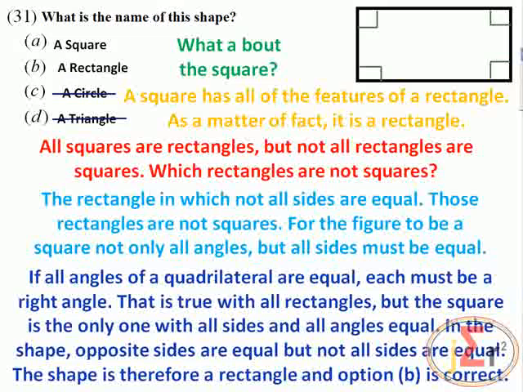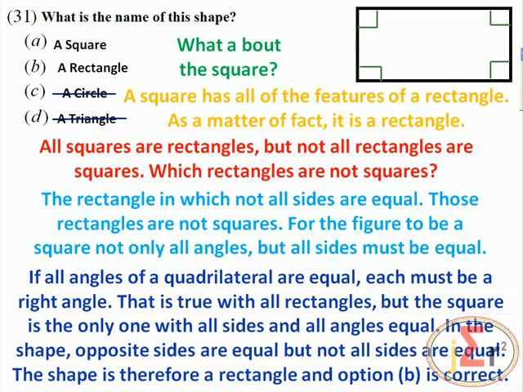If all angles of a quadrilateral are equal, each must be a right angle. Why? If all angles of a quadrilateral are equal, each must be a right angle. This is true with all rectangles, but the square is the only one with all sides and all angles equal.